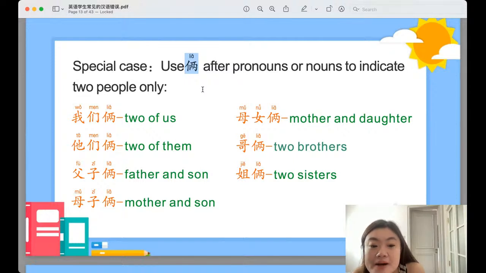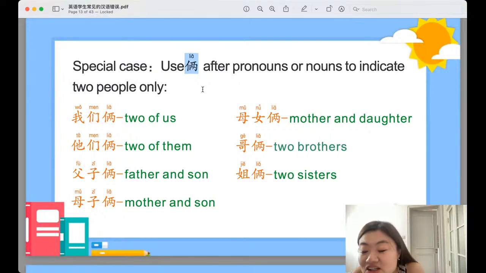If it's a father and a son, you say 父子俩. 父 is father, 父亲, 子 is a kid or child. 父子俩, father and son, the two of them. If you say 母子俩, 母 is mother, 子 is son, so 母子俩 is mother and son, the two of them. 母女俩: 母 is mother, 女 is daughter, so 母女俩 is mother and daughter.